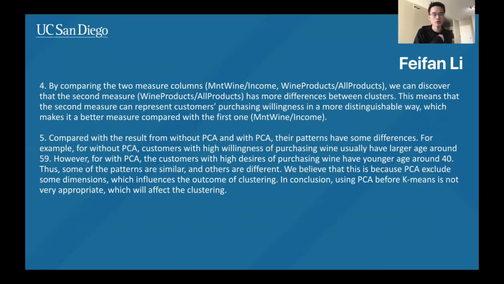Comparing the results without PCA and with PCA, we can see that some of the patterns are different. For the without PCA, customers with high willingness usually have a larger age, but for the with PCA, customers with high willingness have a younger age. So some of the patterns are similar, some are different. We believe that this is because PCA excludes some dimensions which influence the outcome of clustering. So maybe it's not a good idea to use PCA before k-means.